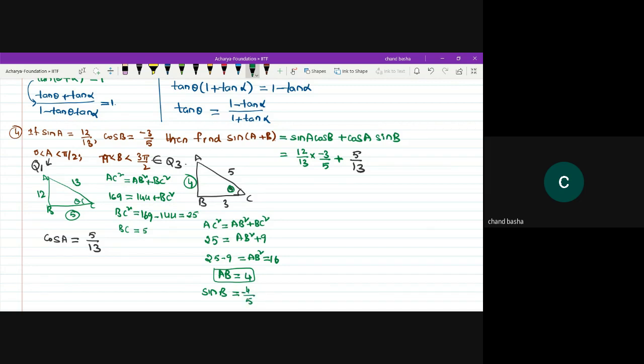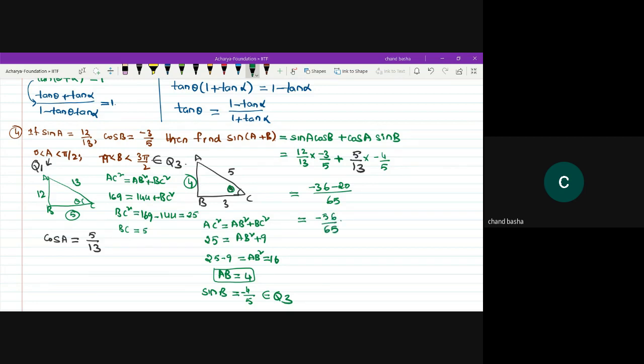But we will assign a minus sign. Why? Because your angle belongs to quadrant number 3. In the third quadrant, sine is not allowed, only tan and cot are allowed. So you can take the minus sign, guys. We can write minus 4 divided by 5. This is equal to minus 36 minus 20 divided by 65. This is equal to minus 56 divided by 65, which is the required answer.